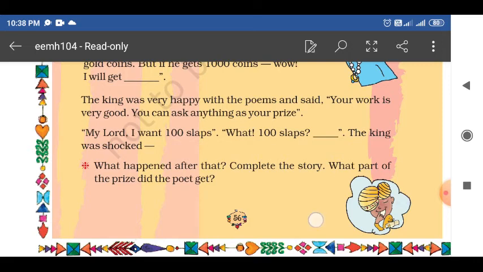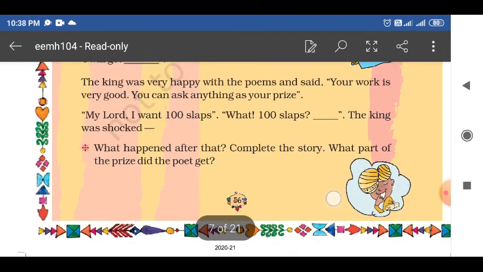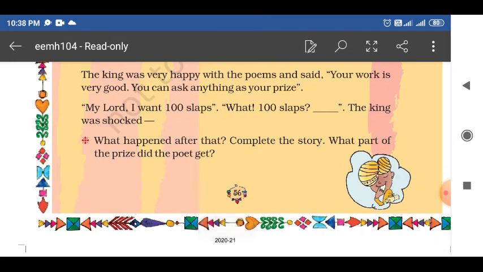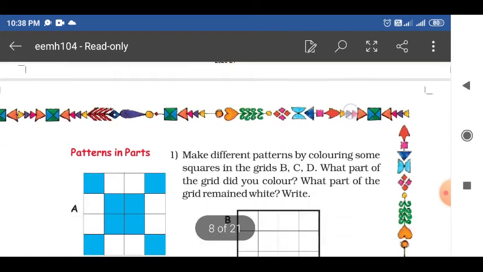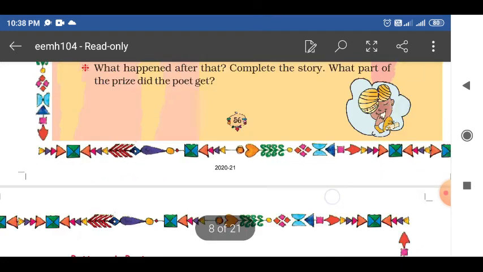The king was very happy with the poem and said, your work is very great, good. You can ask for anything as your prize. "My lord, I want 100 slaps." "What? 100 slaps?" The king was shocked. What happened after that? Complete the story. What part of the prize did the poet get? You can think.